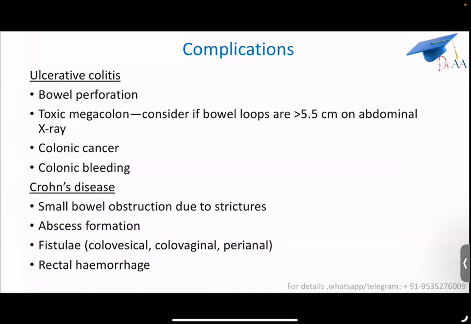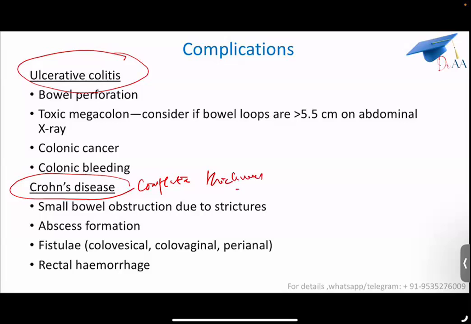What are the complications? Complications are fewer in ulcerative colitis compared to Crohn's disease, because in Crohn's disease the complete thickness of the bowel wall is involved. In ulcerative colitis only the superficial mucosal layer is involved. Though it involves only the mucosal layer, it can cause bowel perforation, toxic megacolon, cancer, and colonic bleeding.